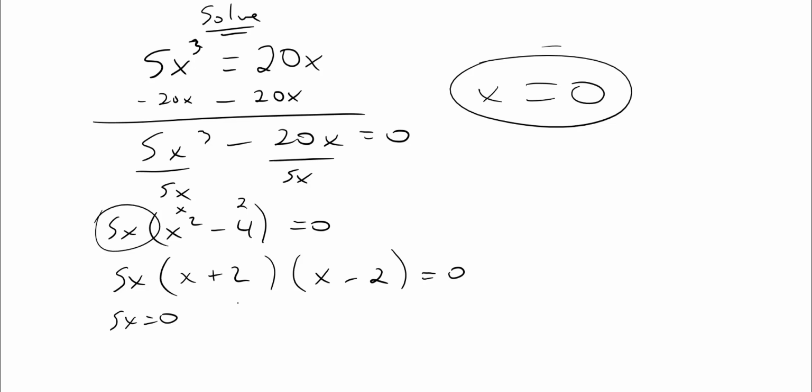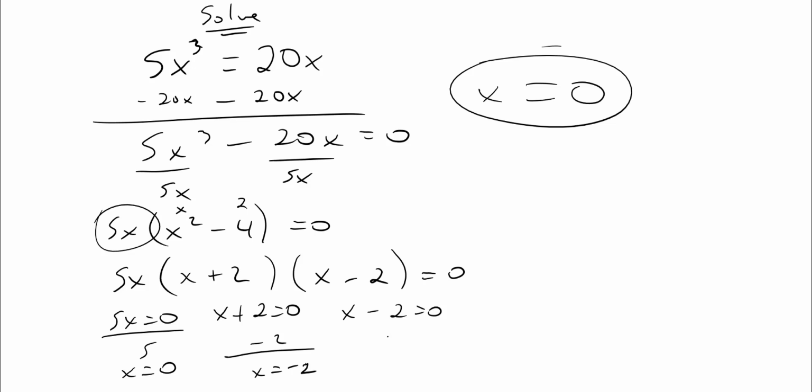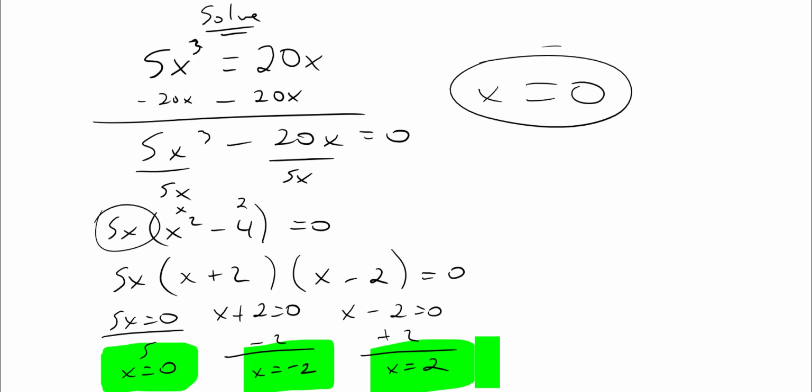All right, x plus 2 equals 0, and x minus 2 equals 0. So divide by 5, x is 0, subtract 2, x equals negative 2, and add 2, x equals 2. Okay, so that's it. You got there, there, and there for your answers. Okay, so that's kind of it, math fans.